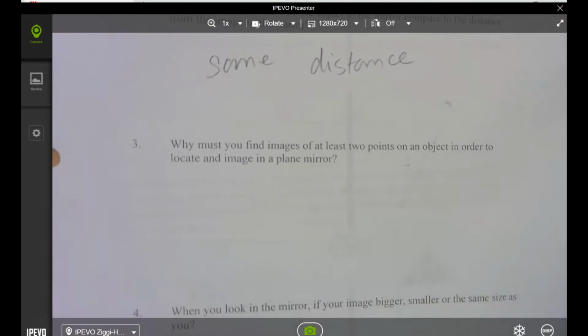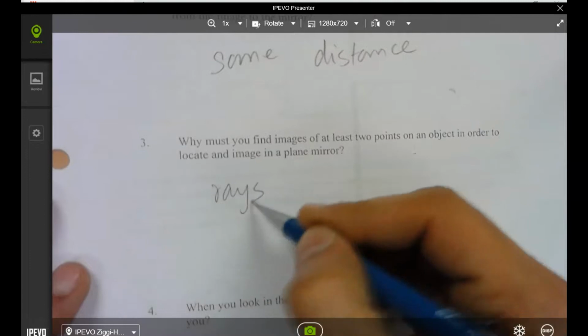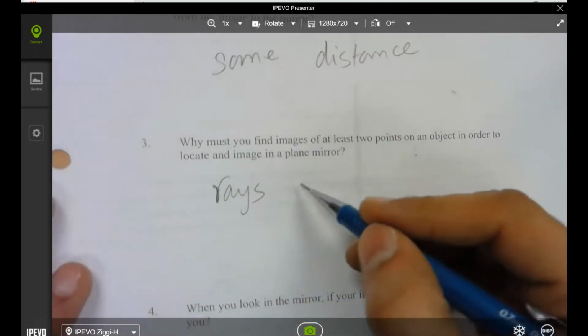Third question, why must you find images of at least 2 points on an object in order to locate an image on a plane mirror? Yes, Syed? Because you need to connect the 2 points to make the image like mine. Yes? You have anything to add, Madeline? So that the rays can intersect. Yes. I'm going to modify both the answers. Both of them were correct.